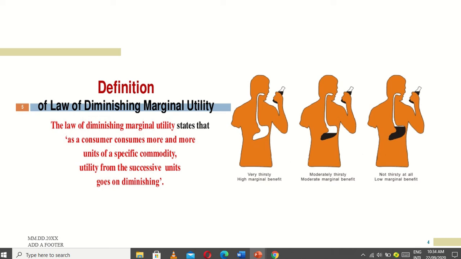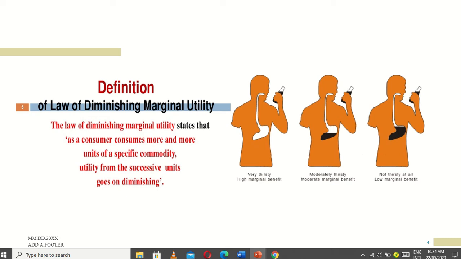So meaning, if you are thirsty and you drink Coke, in the first picture here, the first time that he drank the Coke, full utility. But the moment he added another Coke to his tummy, as you can see, it diminished. Moderately thirsty, moderate marginal benefit. As he consumed the last part of the Coke, he's not thirsty anymore. That means the successive units of drinking Coke goes on diminishing.